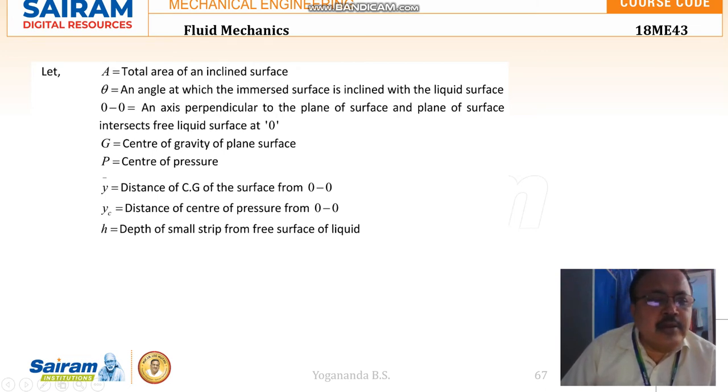y bar, yc, then h bar, hc. Then G and P: G is the center of gravity, and P is the center of pressure. Capital A is the total area of the inclined surface. Theta is the angle made by the immersed surface. OO is the plane perpendicular to the given body.